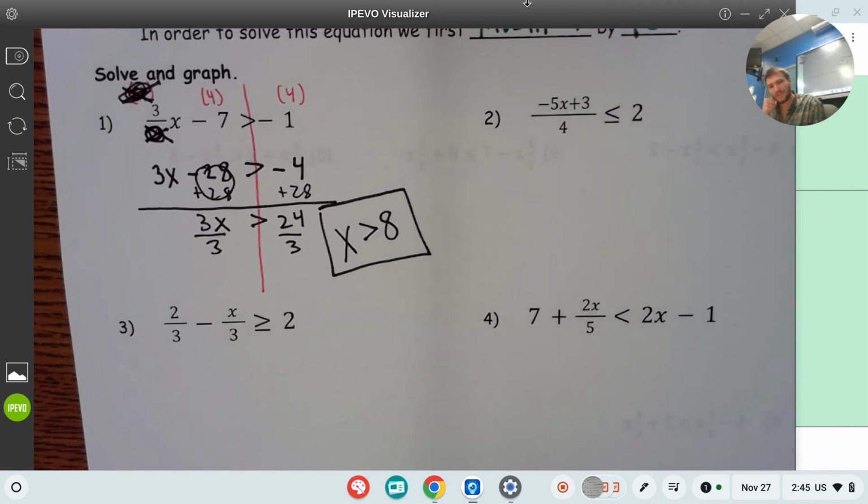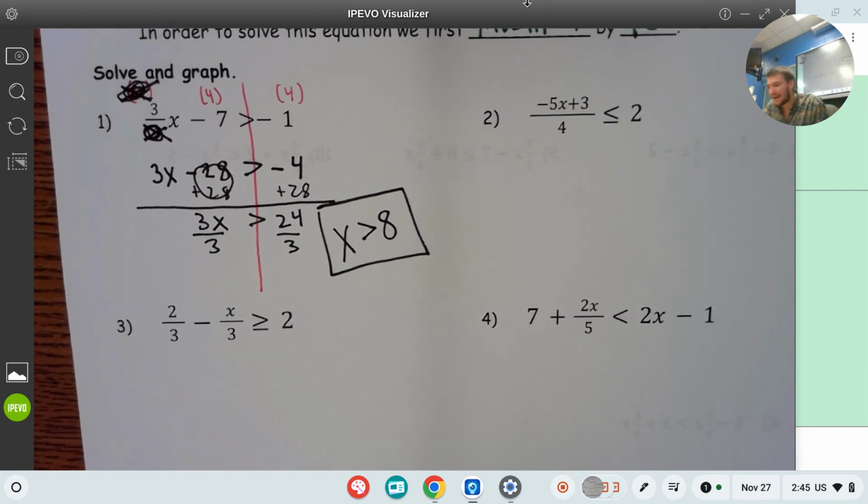Now, as you're catching up, I want to show you something. Check out the back of this paper.